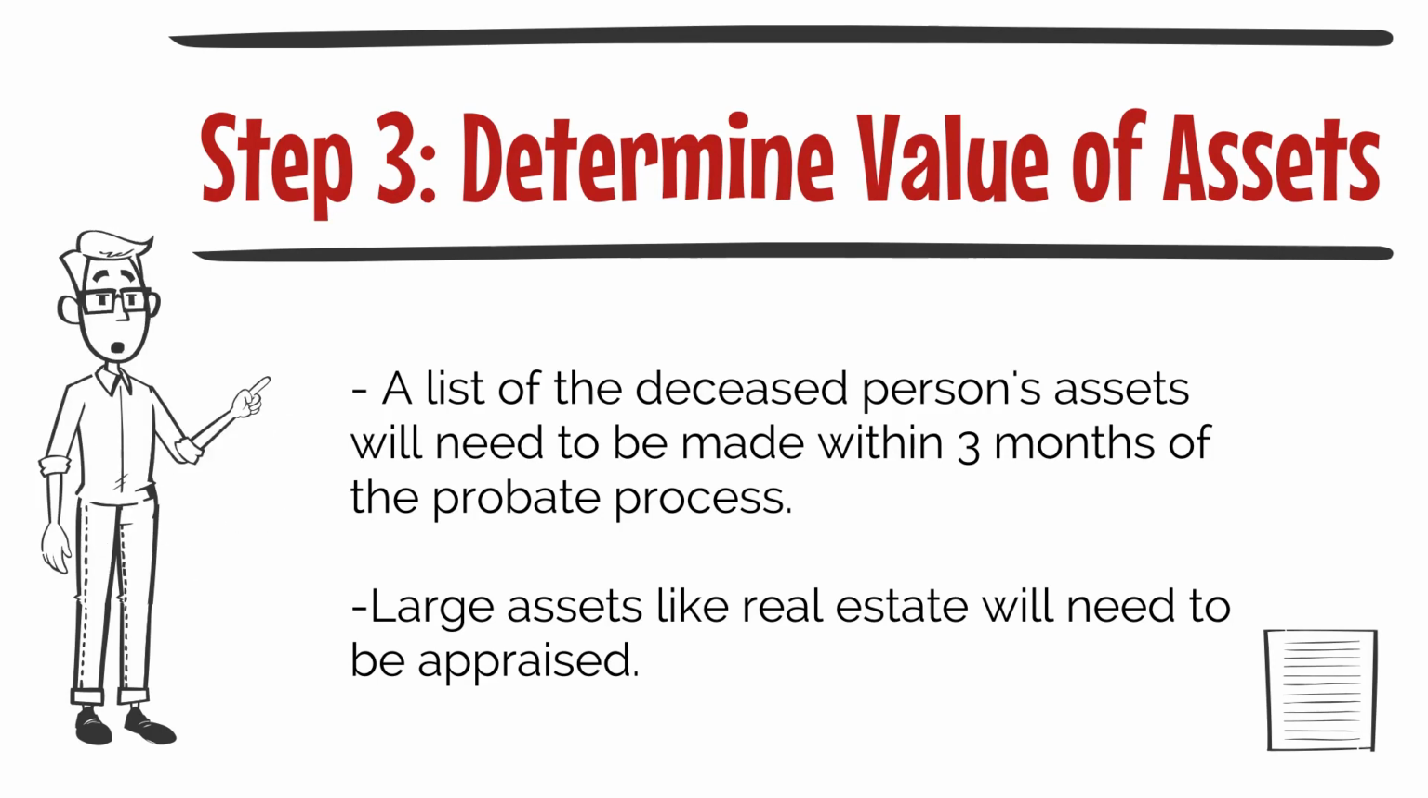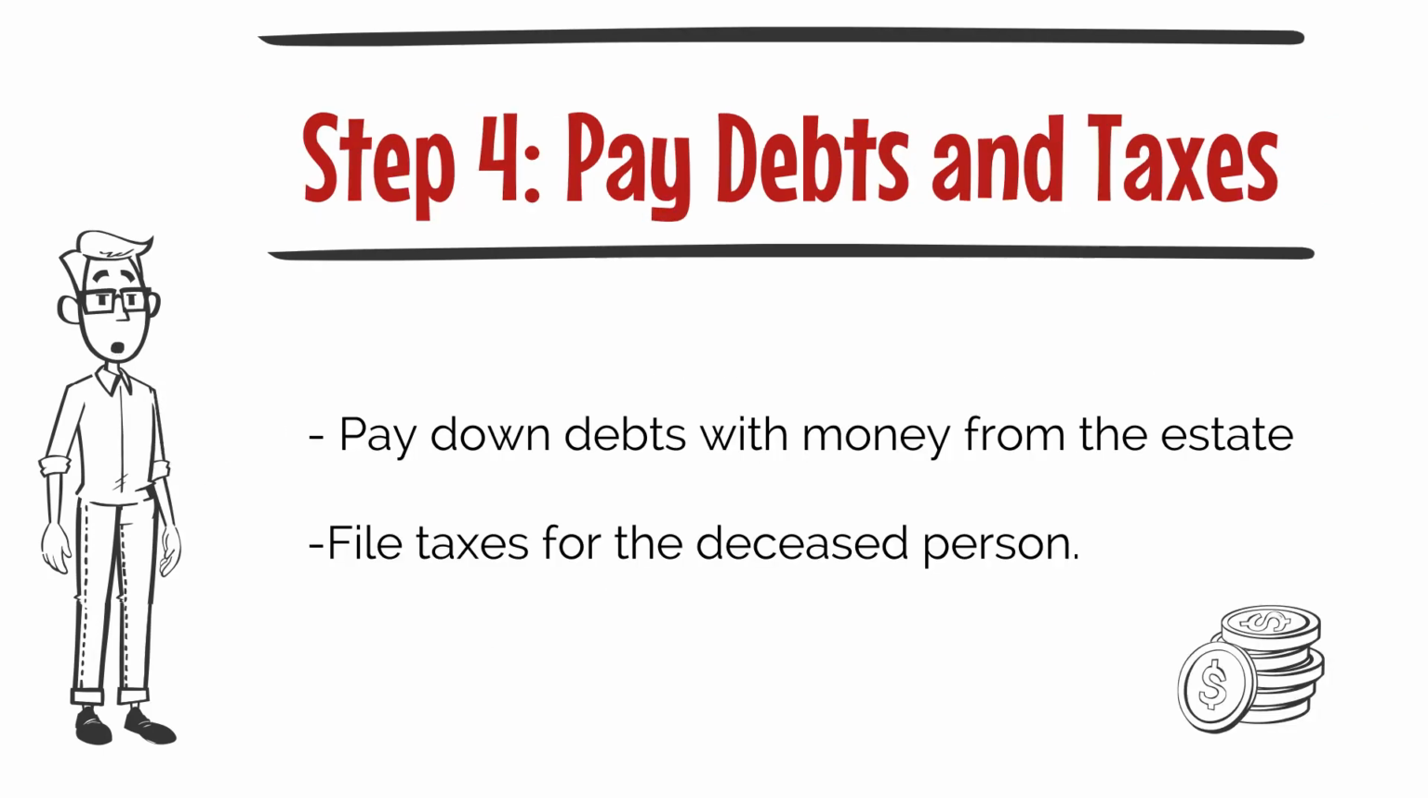Step 3. The value of all assets will need to be determined. A list of these assets will need to be made within 3 months of the probate process. Large assets like real estate will need to be appraised. Step 4. Paying debts and taxes. The executor must pay down all debts with money from the estate and file taxes for the deceased person.